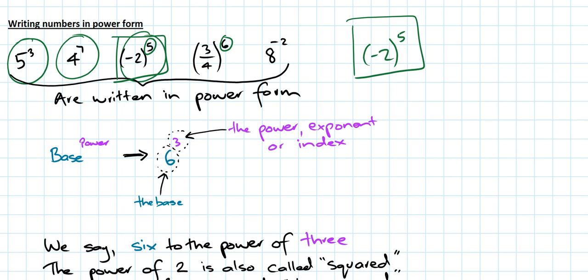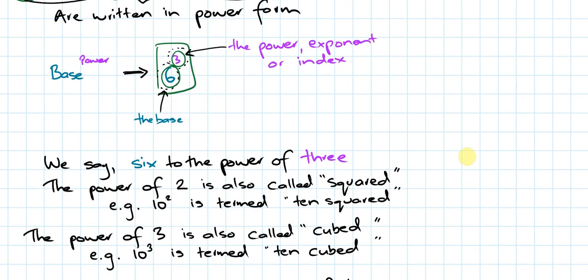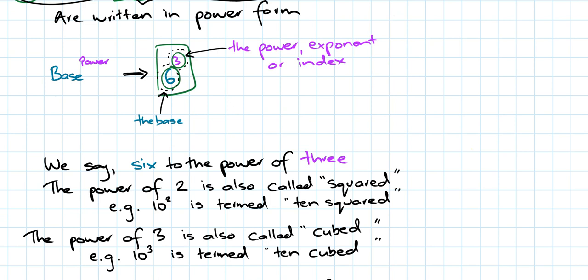So just a reminder that when something is written in power form, so if we've got 6 to the power of 3 here, that 6 is called the base and that 3 is called the power. Or another word for power is exponent or index. So if we've got 6 to the power of 3, that is how we say it, 6 to the power of 3, rather than saying 6-3, which is what you may hear. It actually means 6 to the power of 3.